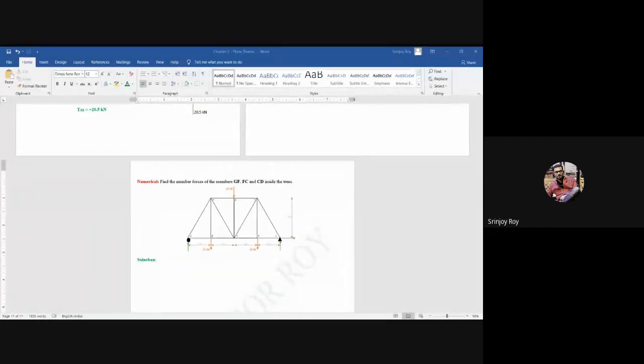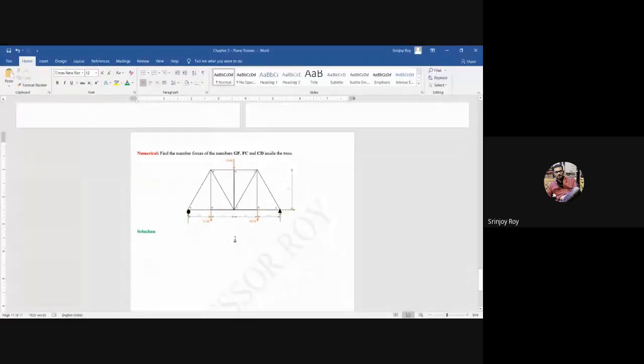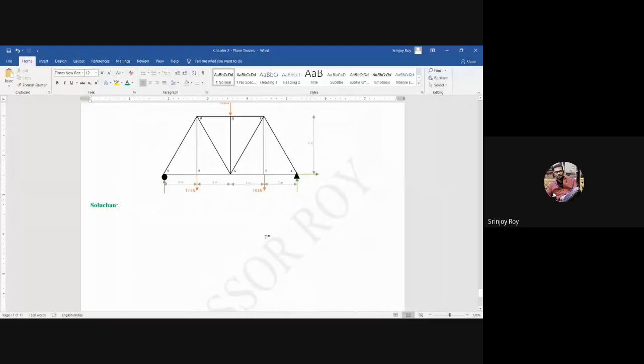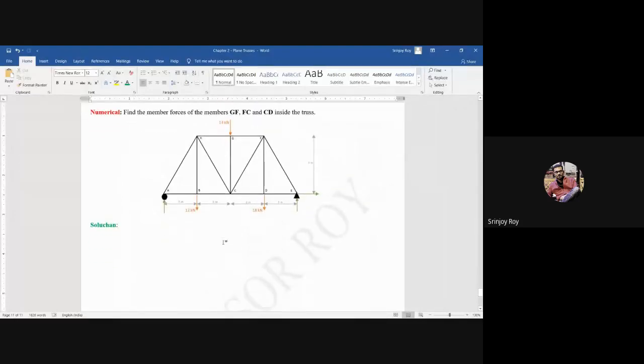Tell me something. The thing which I am telling is what to do. How do we solve this? Find the member forces of GF, FC, and CD. Tell me how to solve it. Same process, just like the previous one. What is the same process? Tell me.